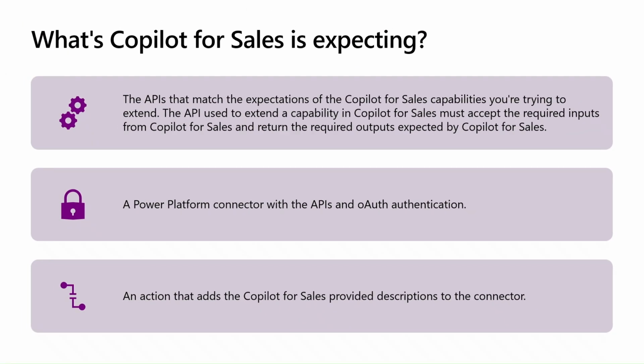It's not hard to extend the Copilot for Sales, but it's not as easy as using any built-in connector in the Copilot Studio. To extend the Copilot, you must follow some strict guidelines. This is what the Copilot is expecting. Your API must accept all the required input parameters and also return the outputs as expected by the Copilot. Then you need to expose your API through a Power Platform custom connector that supports authentication, and finally an action that can add the required descriptions to the connector. We're going to talk about this in detail in the next slide.